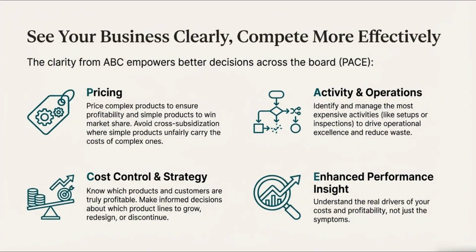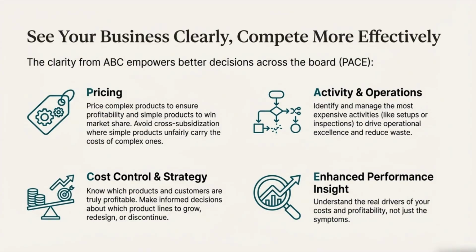A is for activity and operations. ABC identifies your most expensive activities. If setups cost £500 each, maybe you should invest in quick change tooling or increase batch sizes. If purchasing is expensive, maybe consolidate suppliers or orders. You can drive operational excellence by managing the activities that drive costs.